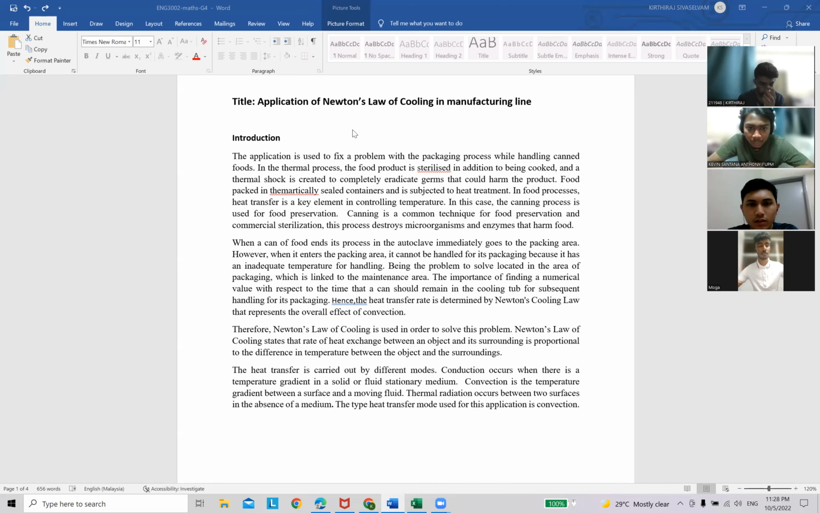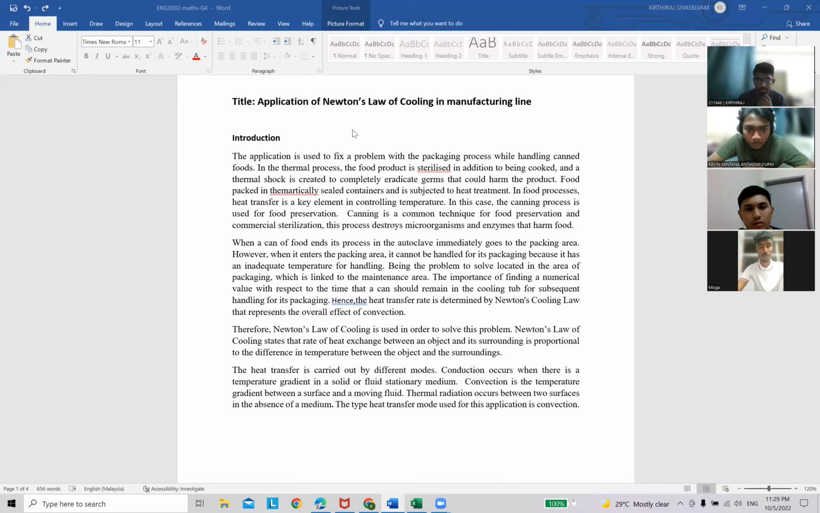In the thermal process, the food product is sterilized in addition to being cooked, and a thermal shock is created to completely eliminate germs that could harm the product. Food is packed in hermetically sealed containers and is subjected to heat treatment. In food processes, heat transfer is a key element in controlling temperature. In this case, the canning process is used for food preservation. Canning is a common technique for food preservation and commercial sterilization. This process destroys microorganisms and enzymes that harm the food.